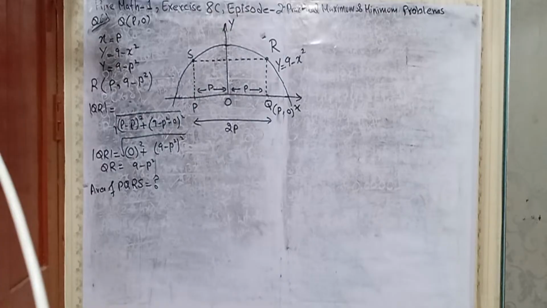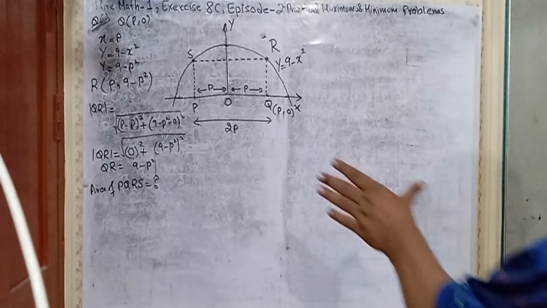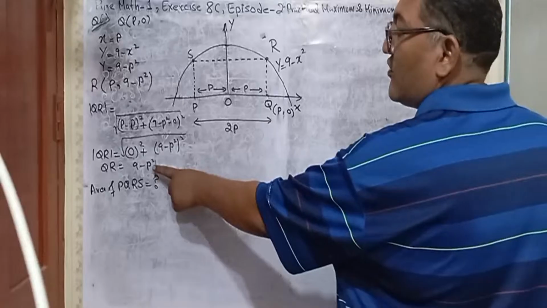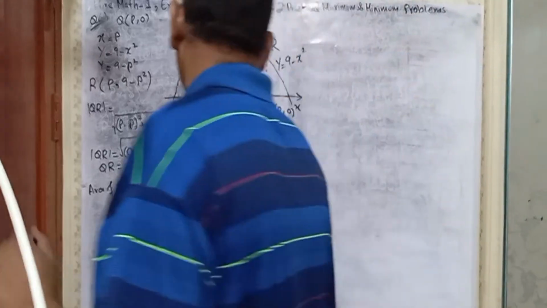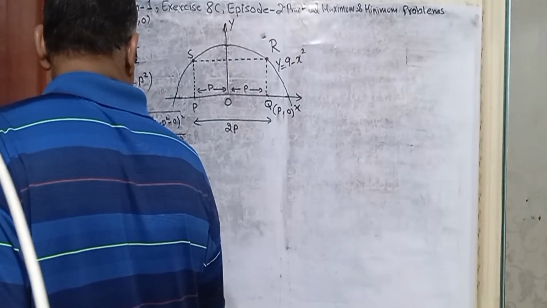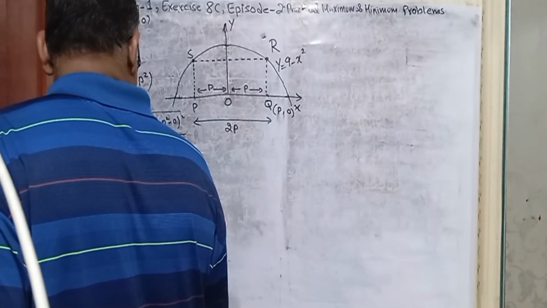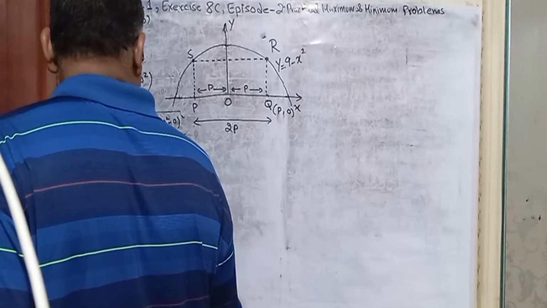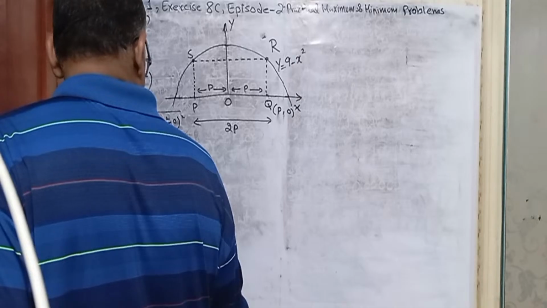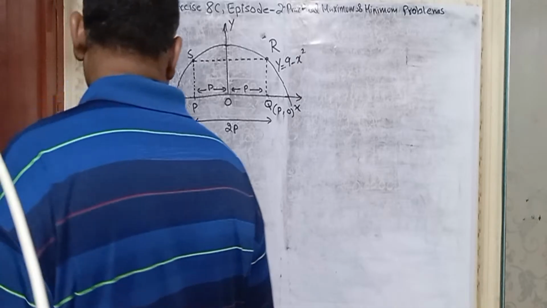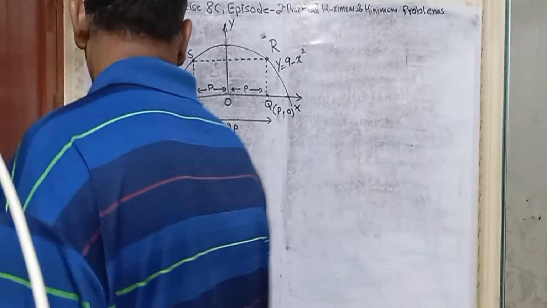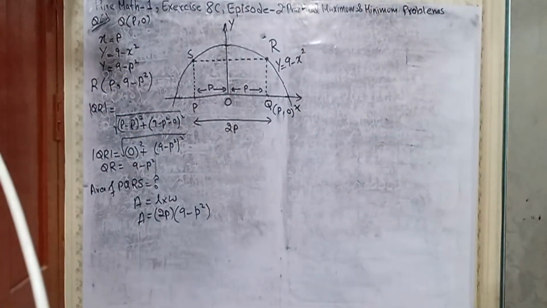You know that the area will be the length times the width, since it's a rectangle. I know the length PQ, and I know this other side, so you simply multiply them. The area will be the length 2p times the width 9 minus p squared. So this is the area. This is what we had to show. Yes, that's right.